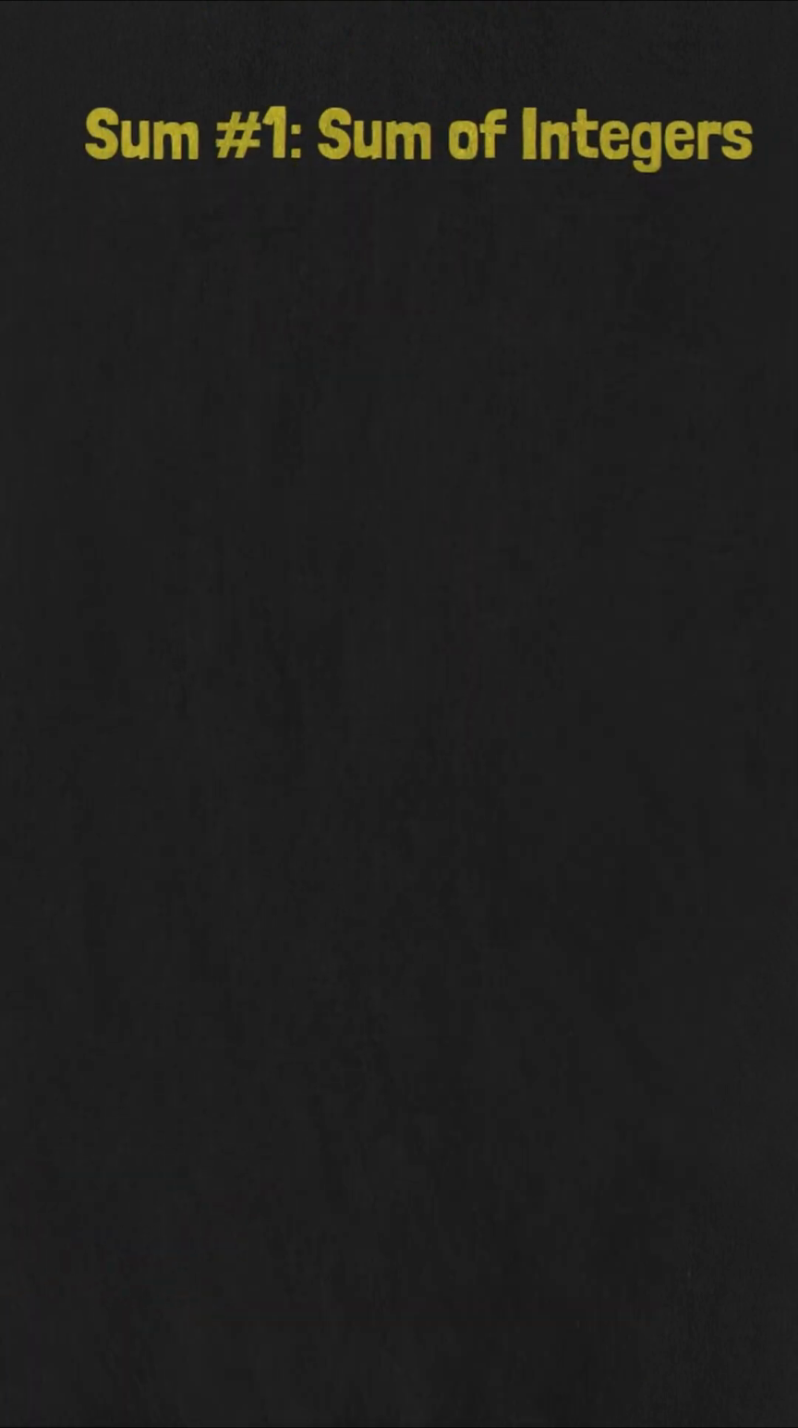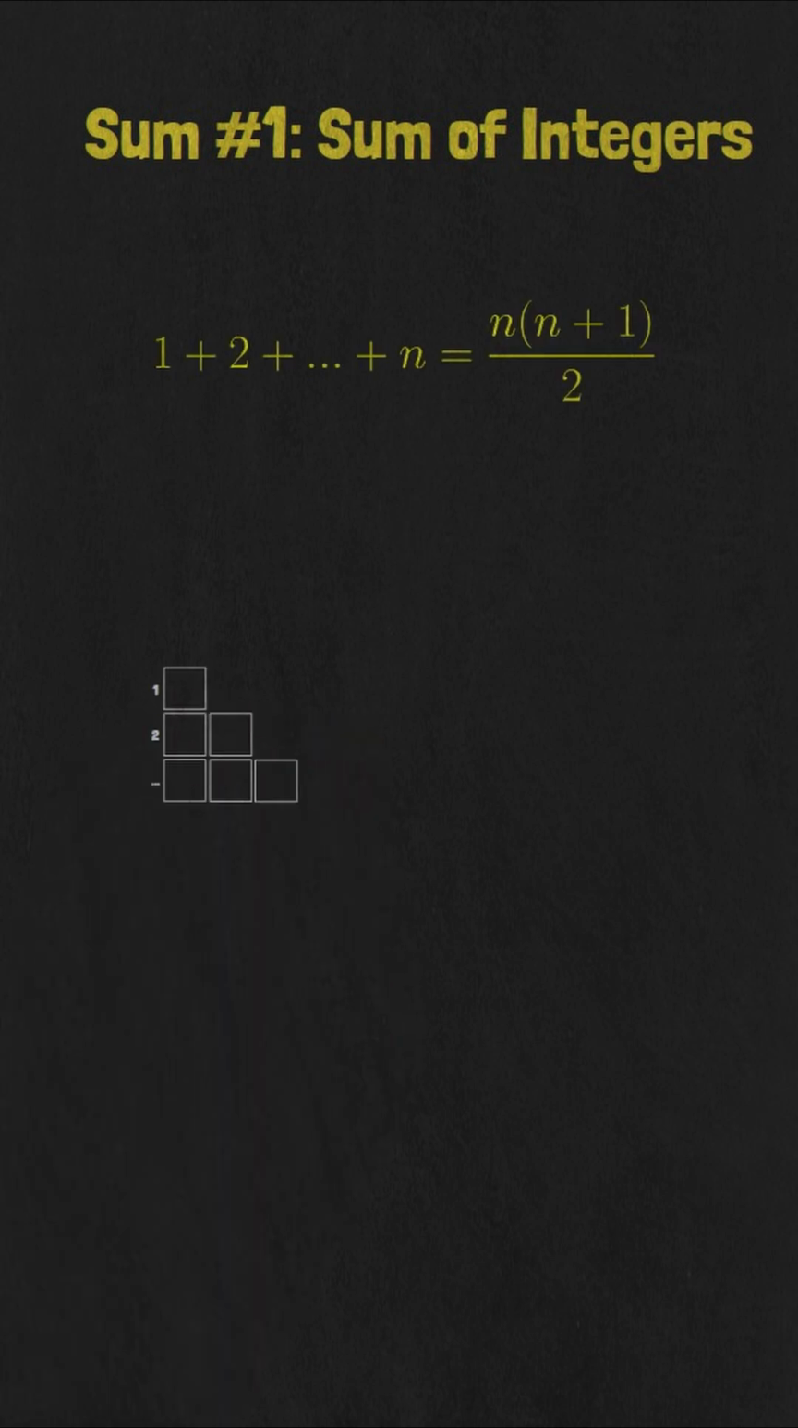Okay, let's start with the first sum, the sum of integers. This is what we're trying to prove. We're going to do that by drawing 1, 2, all the way to n squares this way, each square of area 1. In our case, n equals 4.